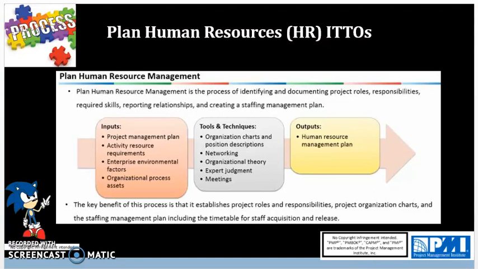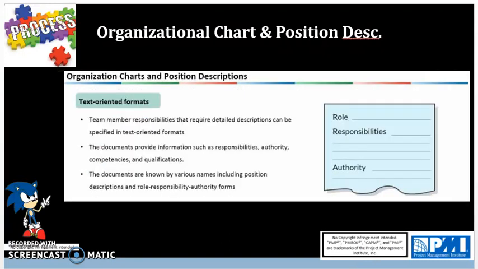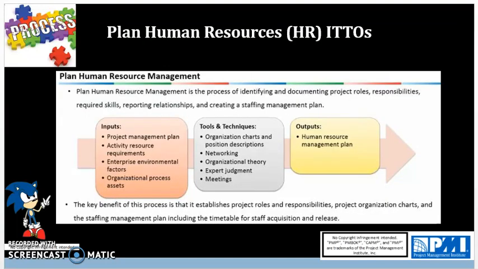For tools, we have organizational charts and position descriptions. Examples are shown here. We have an organizational chart. Within the chart, you have text-oriented formats that explain what each position is doing, the roles, responsibilities, and authorities. Then you have networking, which is nothing but networking within the company to find suitable resources, or networking outside of the organization and getting the right people into your team and interacting with them to get them onboarded. Next, you have organizational theory, which we'll go over in detail next.